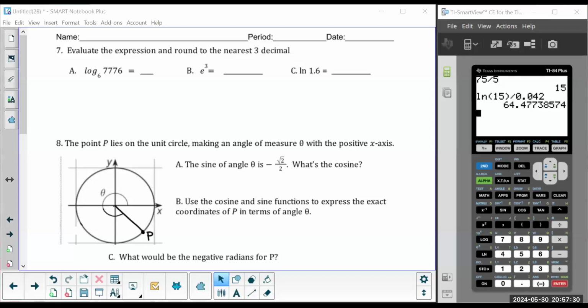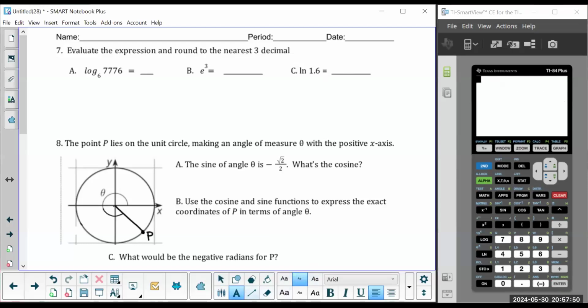Okay, so this video is going to do 7, 8, and 9. 7 is wrapping up the exponential unit, and then 8 and 9 are the trig unit. So for 7, this is on the calculator part of the final, and all we want to do is see that you know how to put it into the calculator. So this should be the 3 easiest questions.